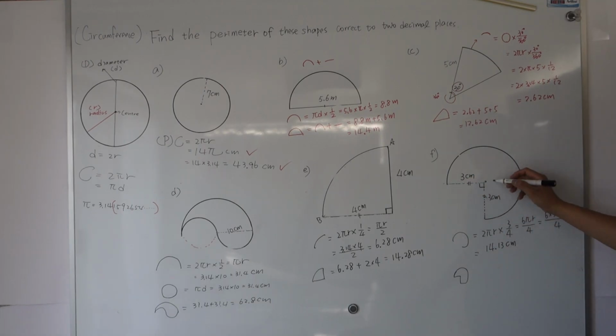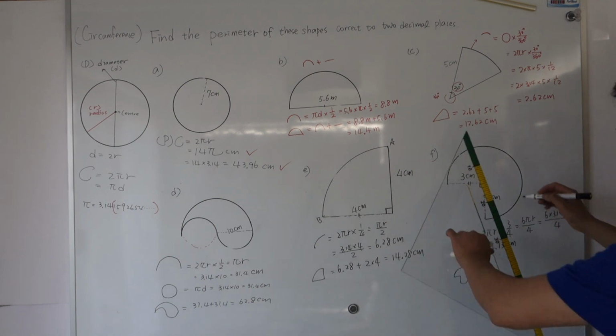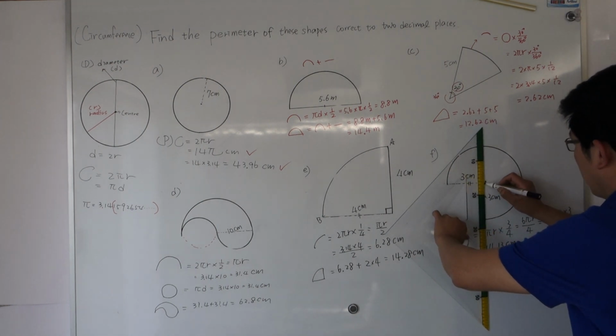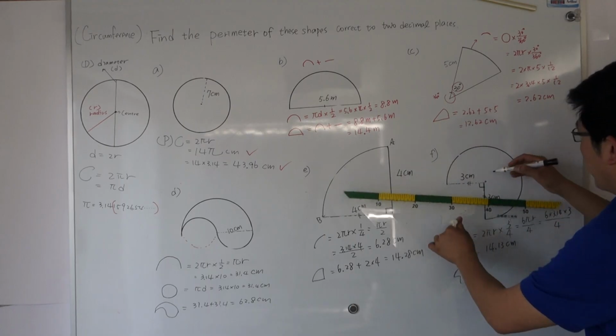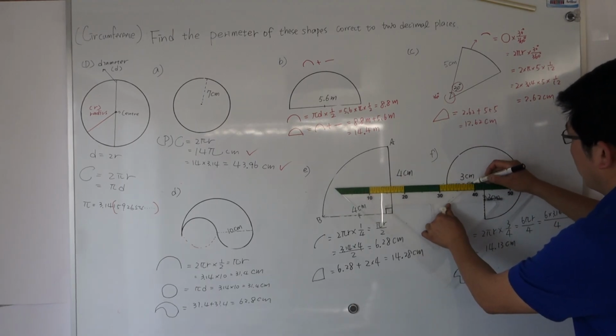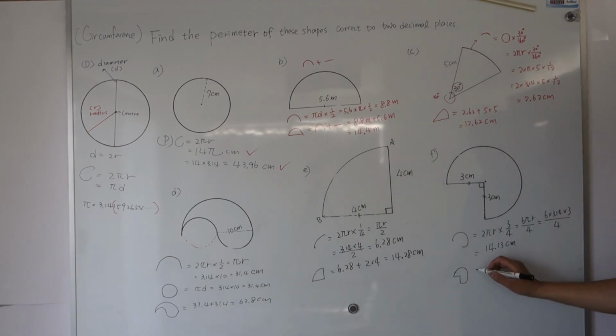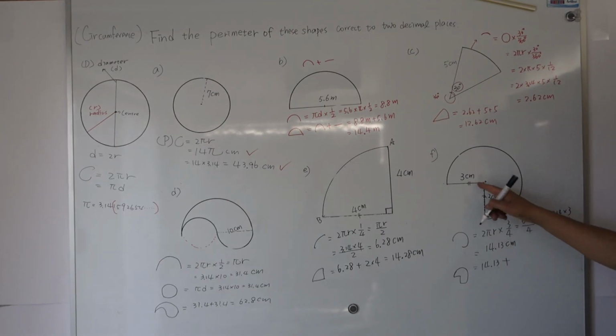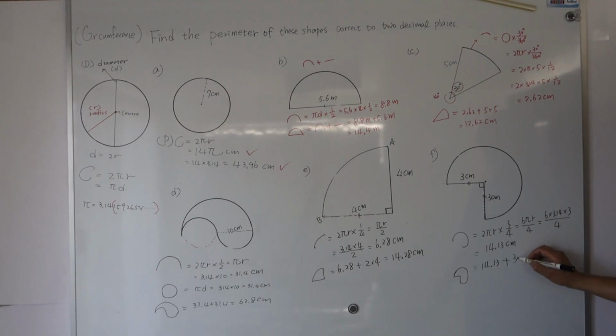This one and this one. Here we need to use the real line because we are calculating perimeter. Okay. So equal to what? 14.13 centimeter plus 3 plus 3, so equal to 20.13 centimeter. Okay. That's the perimeter and circumference questions you should understand.